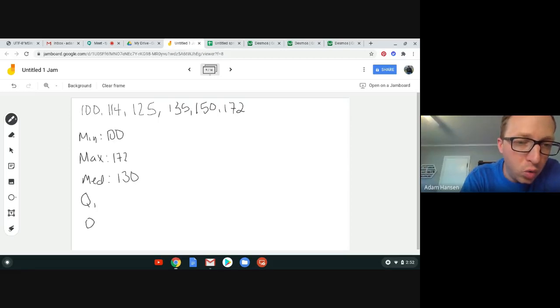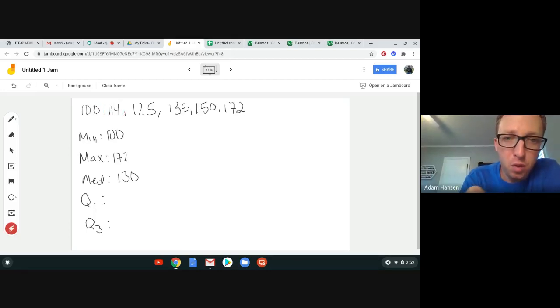Q1 and Q3. All right, so Q1 would be the 114 we see here in the middle of the lower half of the data. Q3 would be the 150 we see in the middle of the upper half of the data.